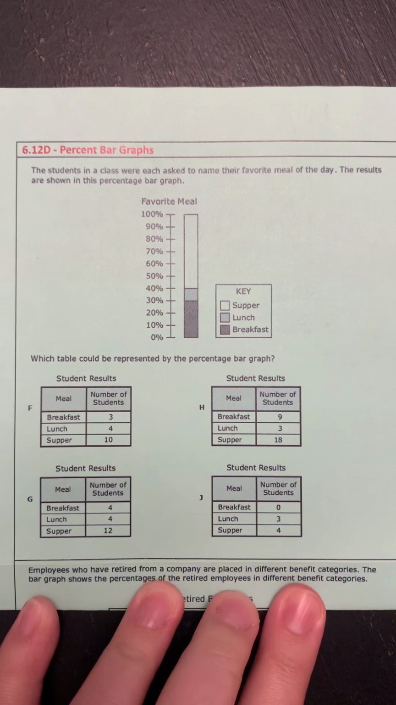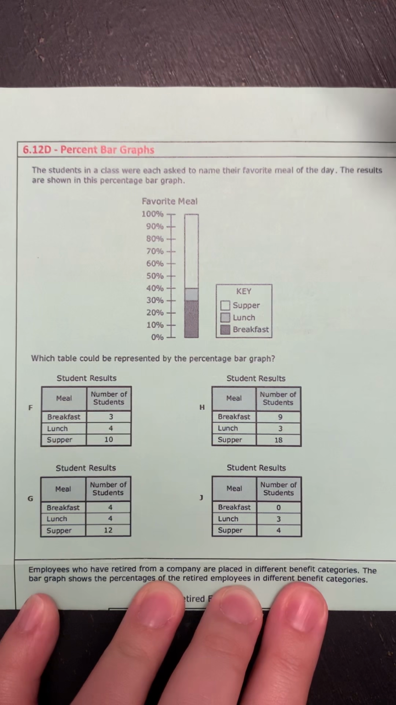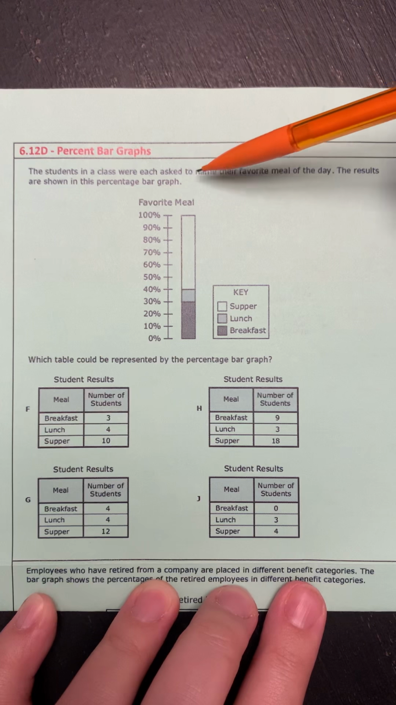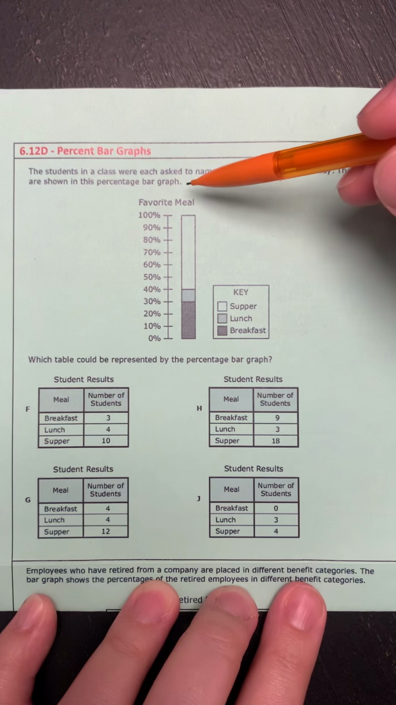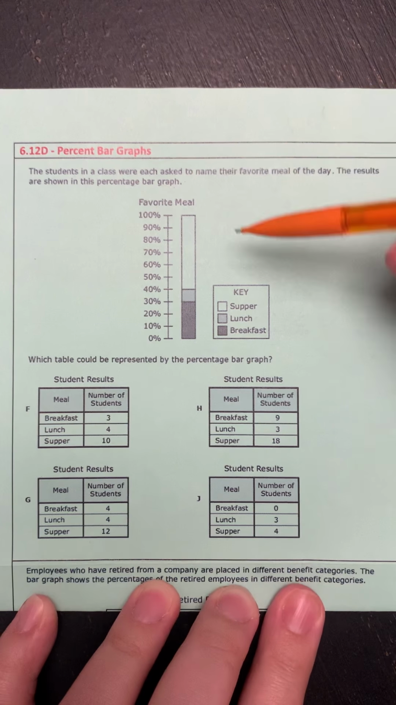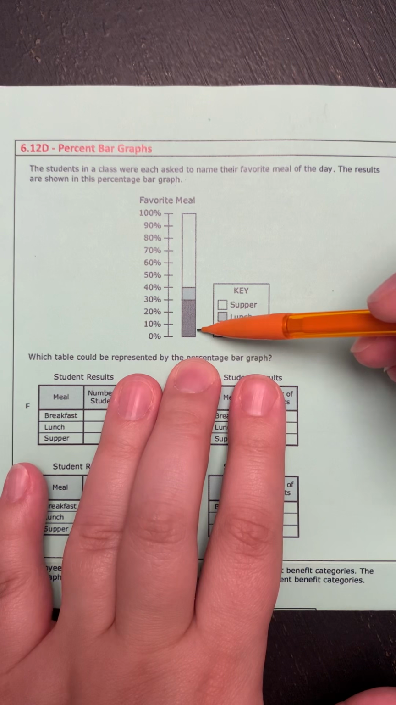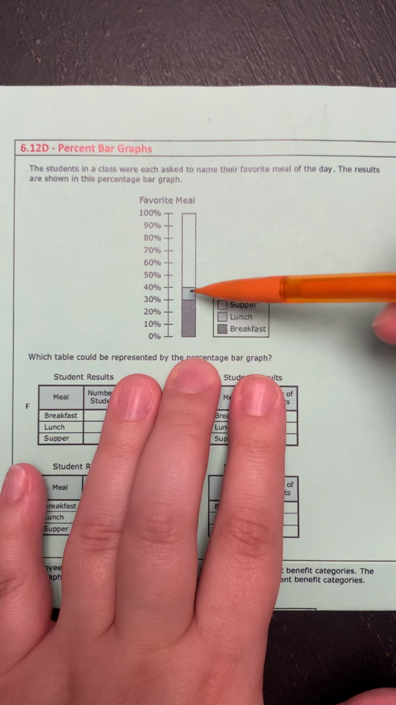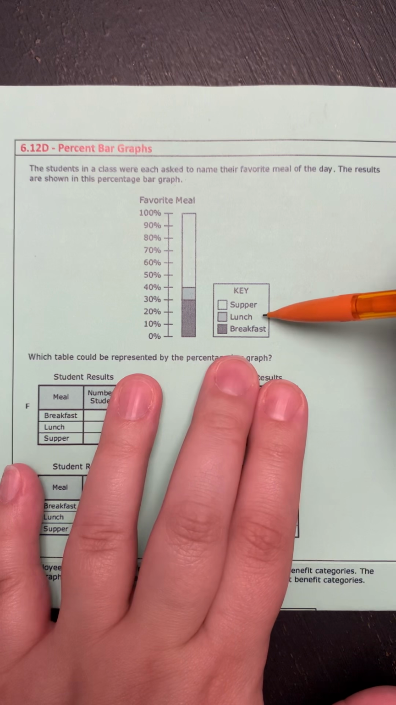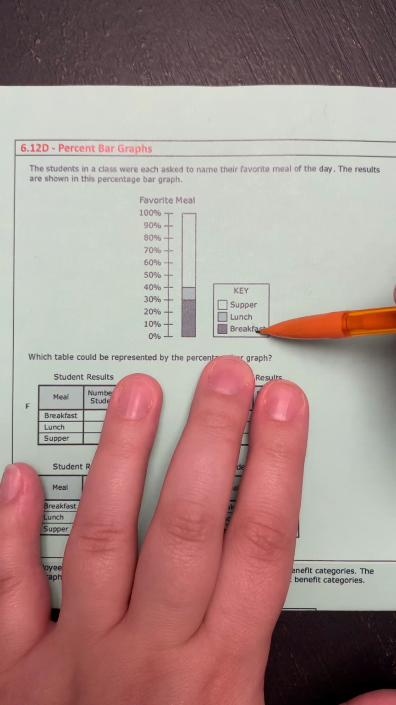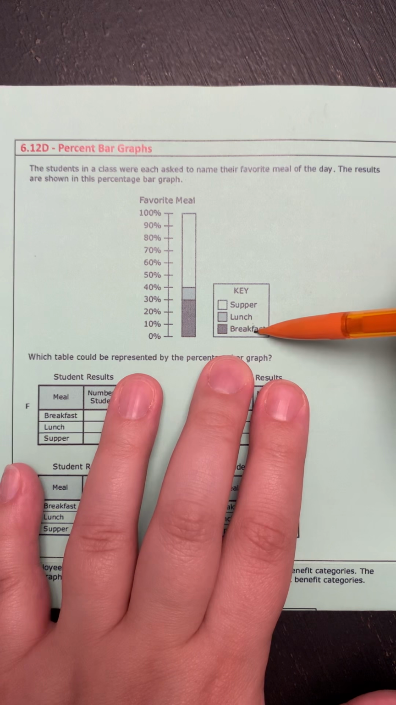Today we're going to learn about percent bar graphs. So let's look at this first question that's on your assignment. The students in a class were each asked to name their favorite meal of the day. The results are shown in this percentage bar graph. All right, so this is a percentage bar graph. It shows us that each meal is divided into different shades of gray, really. And it tells us here in the key what each of these is. So this one here is breakfast because it's the darkest one, right?